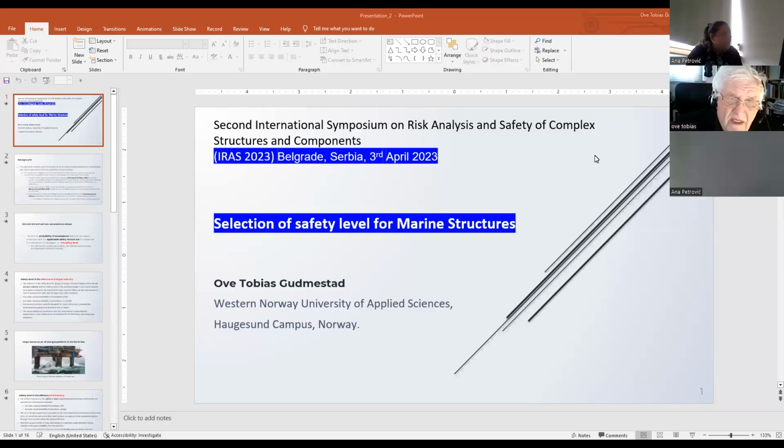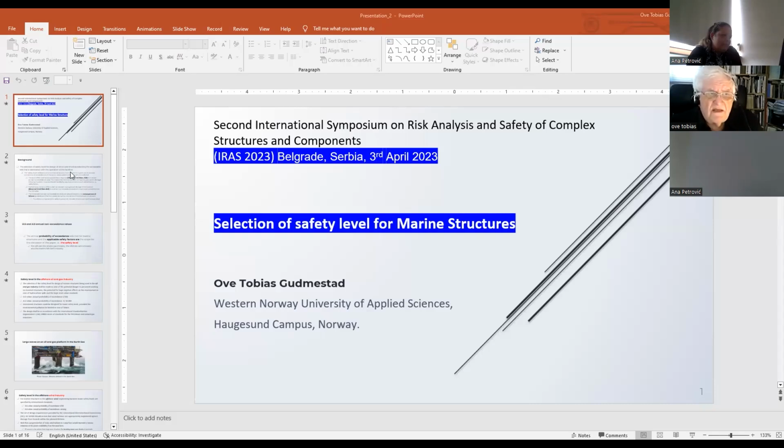Thank you. My name is Gudmestad. I'm working as Professor of Marine Technology at different universities in Norway. I write this paper as a part of my work at Western Norway University of Applied Sciences. I'm concerned with the selection of safety levels for marine structures.